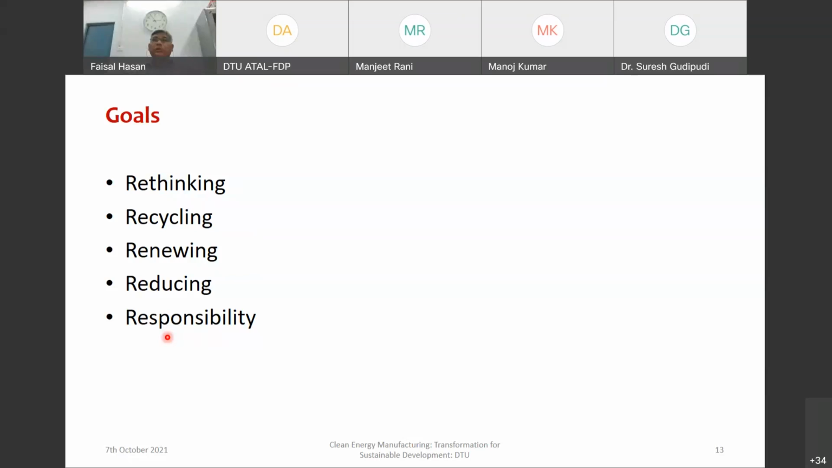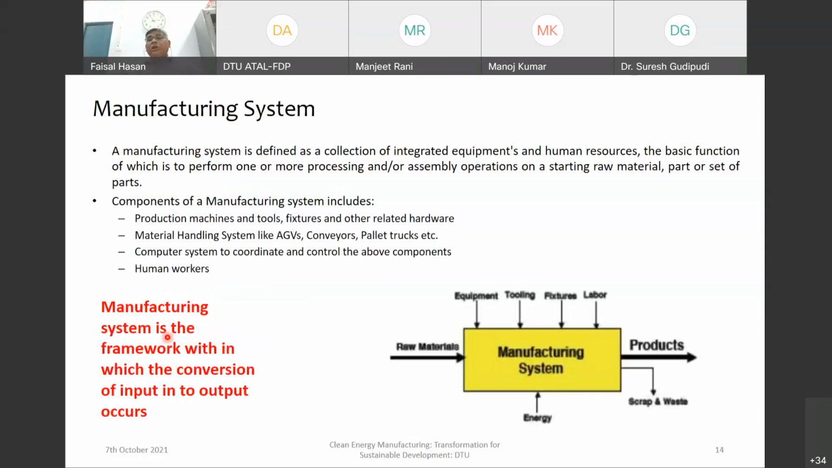And of course, these are the responsibility of one person towards the environment also. So these are the few goals which we generally think of whenever we talk of the concept behind green technology or sustainable technology. Now, when it comes to manufacturing systems, because the focus of my talk today is on manufacturing systems, let us see what we mean by a manufacturing system.